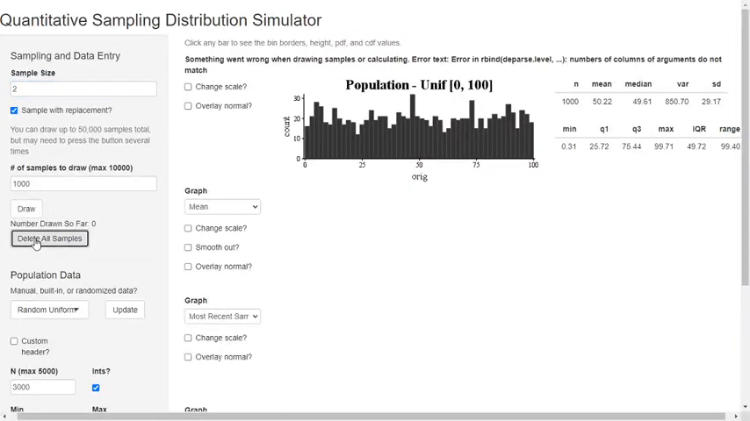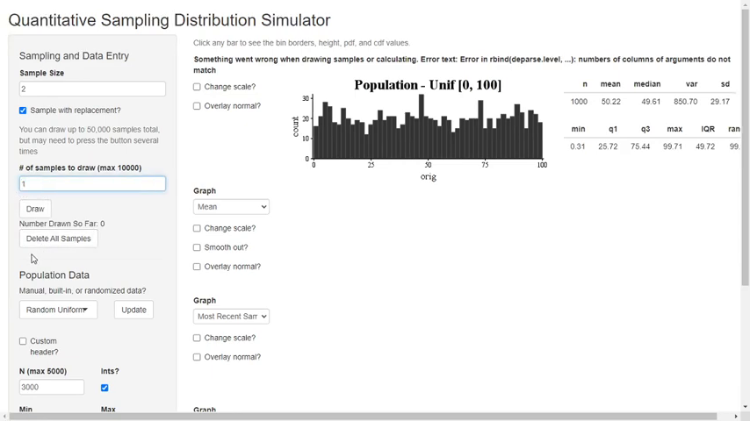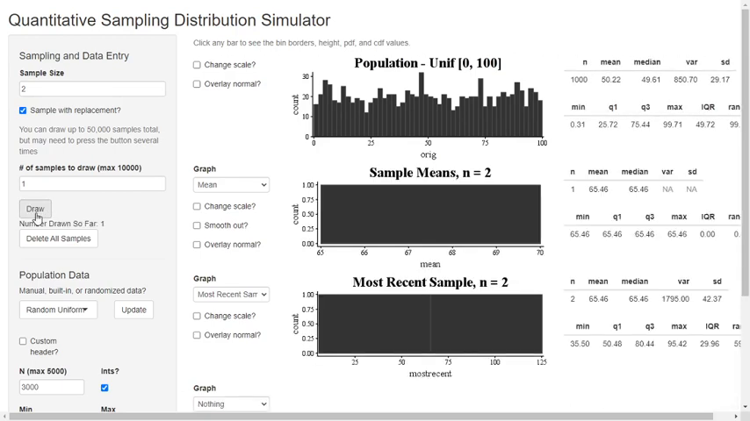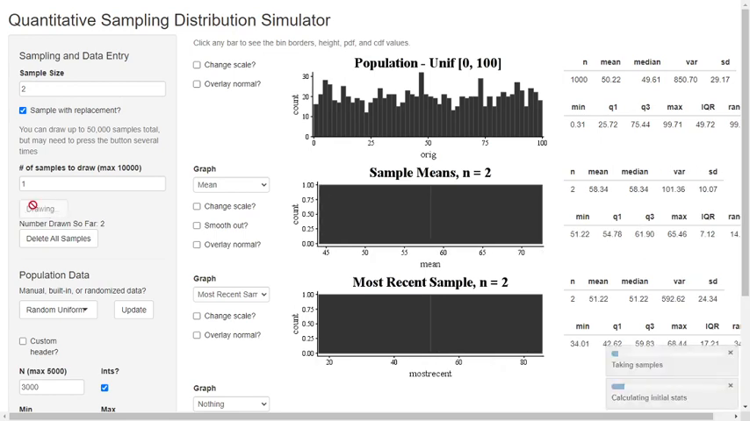Let me clear all of that information. Again, drawing from this population. Okay, so if I do one of those, I draw it, and I get an average of 65.46 because the minimum value was 35.5 and the maximum was 95.42. And that's what they averaged out to be. It was a sample of two of them, a low number, 35.5, and a high number, 95.42.